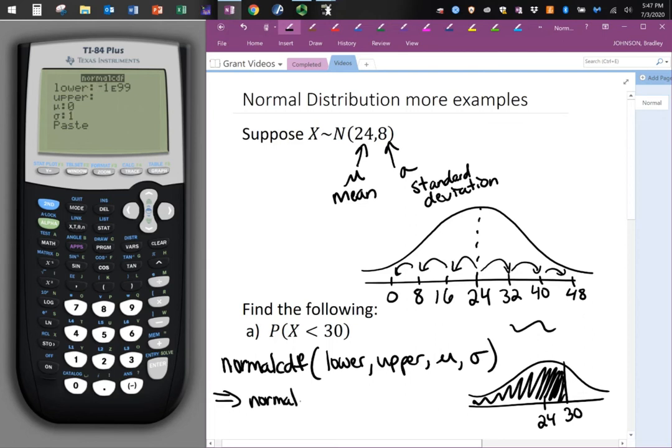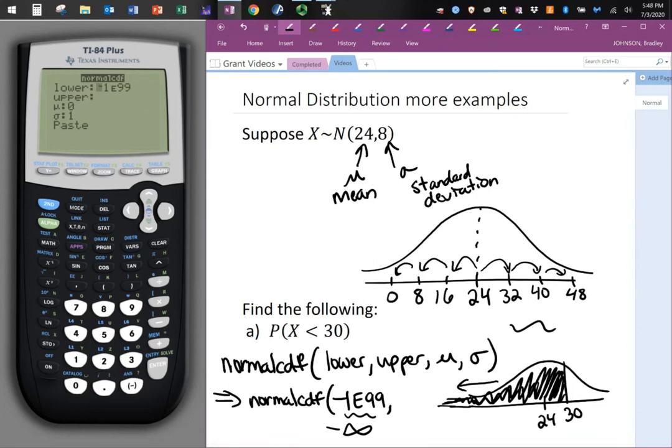I will say normal CDF. The lower bound, we'll look at our shading. We're going all the way to the left forever and ever, so I can say -1e99. This is represented as scientific notation, and really it's just like putting -1 times 10 to the 99th power. It's just a really huge number to the left. You could think of it as negative infinity. You're going as far left as you possibly can imagine, and this curve gets closer and closer to the x-axis as you go to the left. So by using -1e99, you've gone to the left as far as you possibly can.